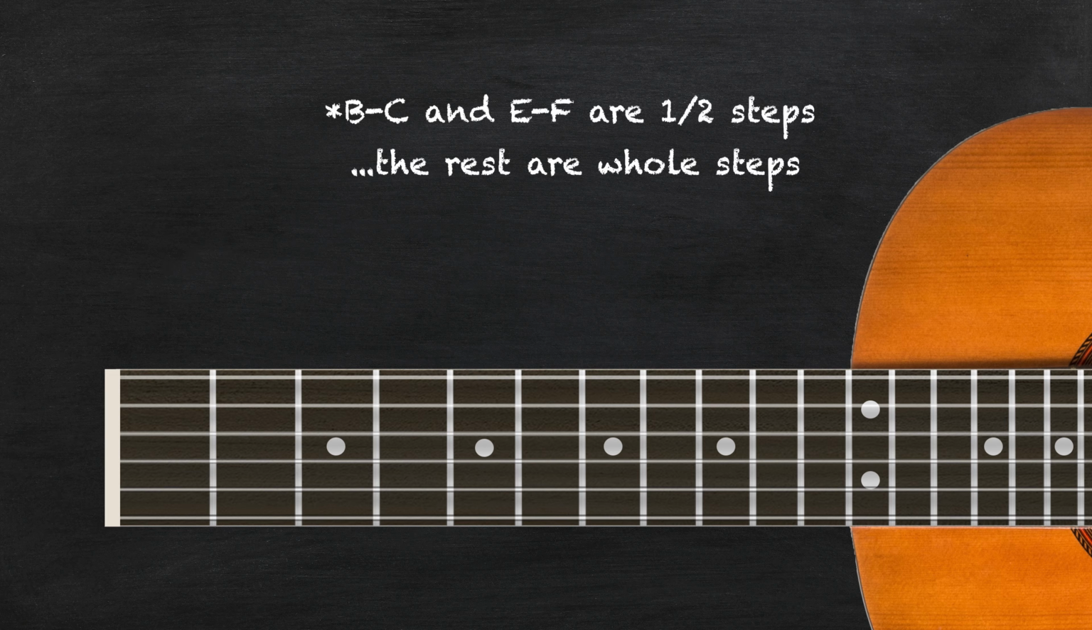The second string starts with an open B, and so C is right next door. And then we skip 1 to get to D, skip 1 to E, F is a neighbor, and then we skip to G, skip to A, and skip to B on the 12th fret, which takes us back to where we started.